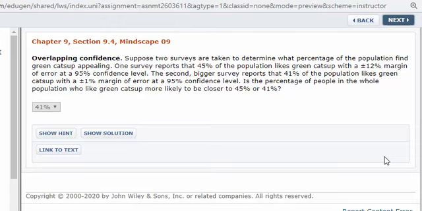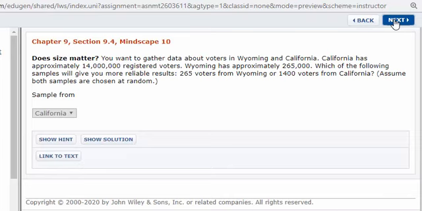So is the percentage of people in the whole population who like green catnip more likely to be closer to 45% from the small survey or 41% from the big survey? Well, because the bigger survey had a much smaller margin of error, it means we're more confident in our results, and the real value is much more likely to be closer to 41%. All right, let's take a look at another question.